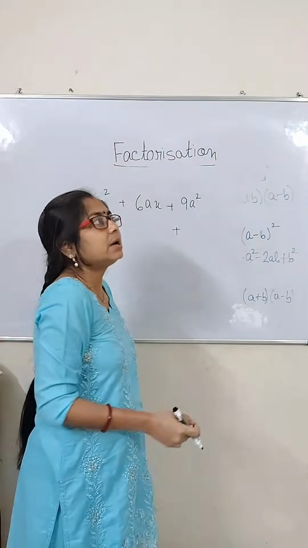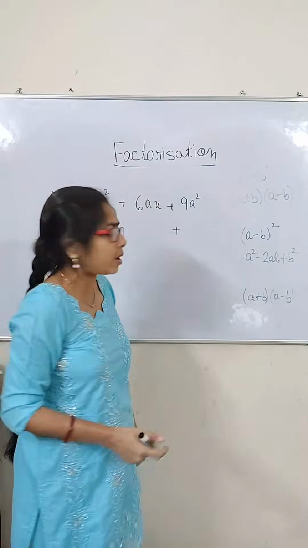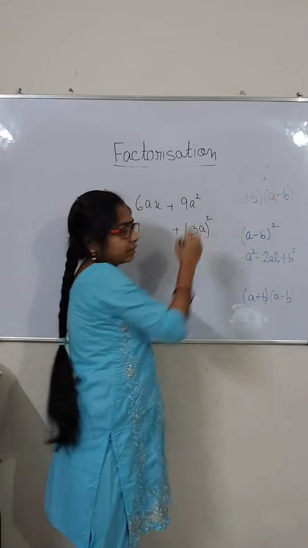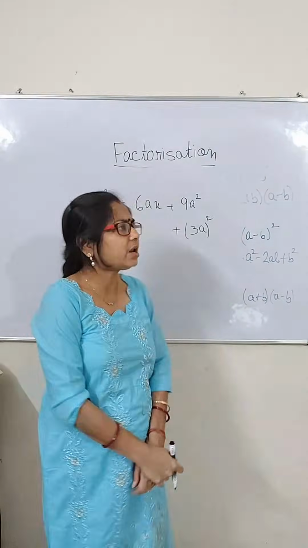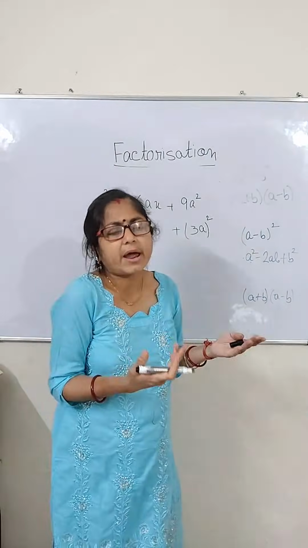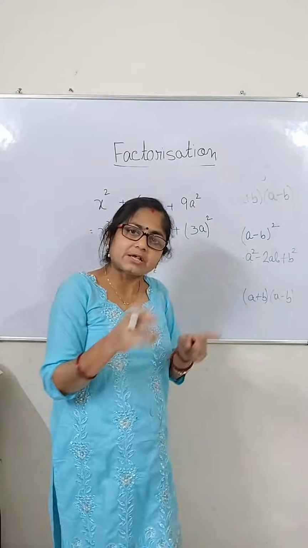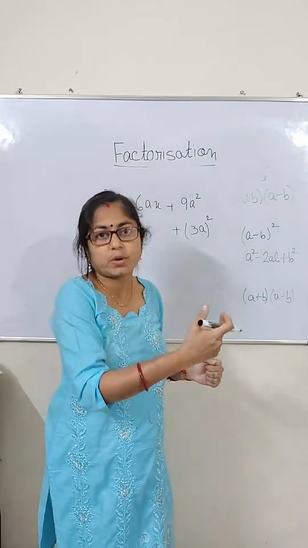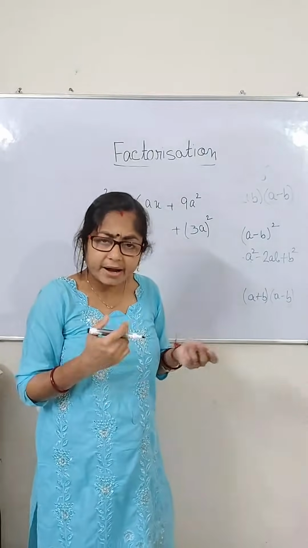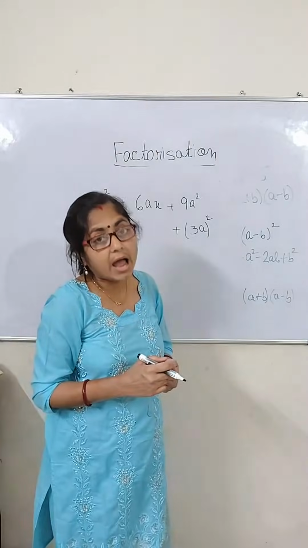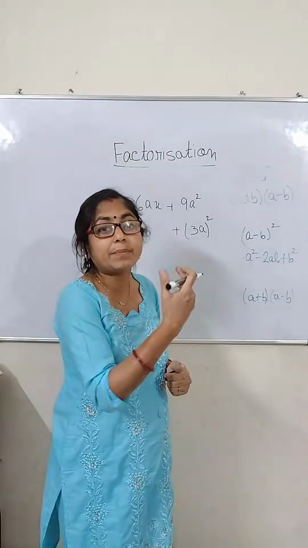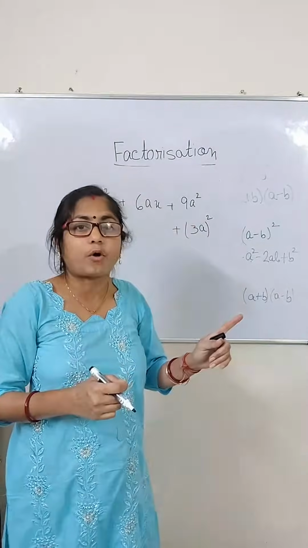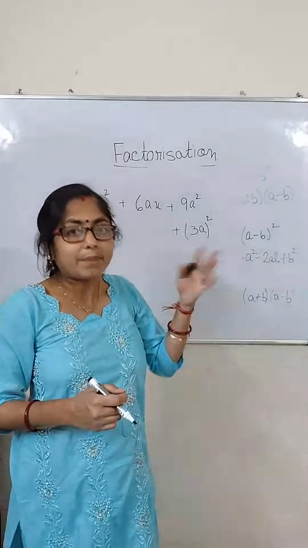9a square means you can write 3a whole square. Listen to one thing: a plus b whole square, if I generally write, is a square plus 2ab plus b square. You can also write it as a square plus b square plus 2ab. But I use a square plus 2ab plus b square. Why do I use this one? Because most of the maths comes in that format.